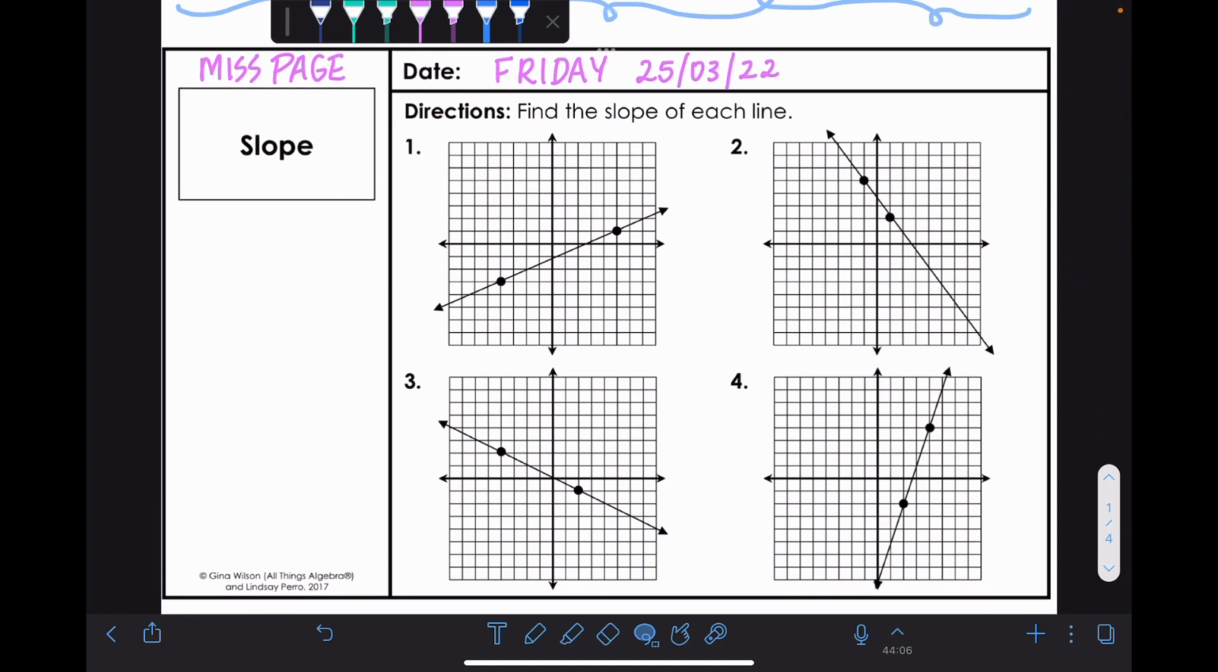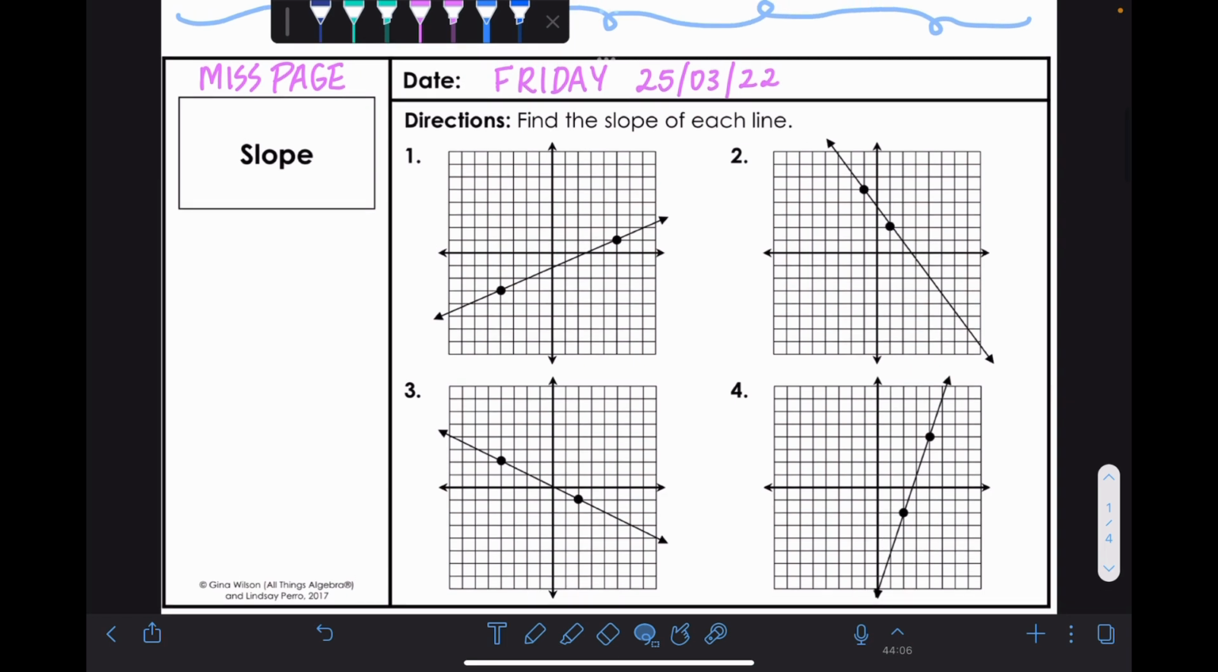I've also sent through this slope worksheet, so you can print it if you have a printer, or you can open it up on your iPad if you have an iPad to do it. Otherwise you could just look at it through your phone and do your working out in your exercise books as we follow along.